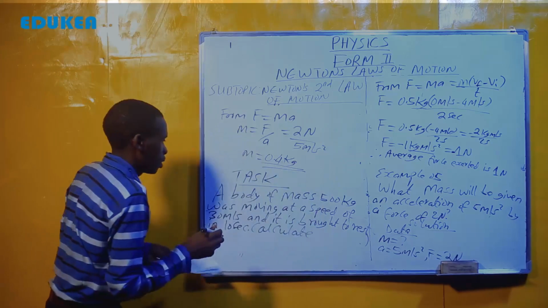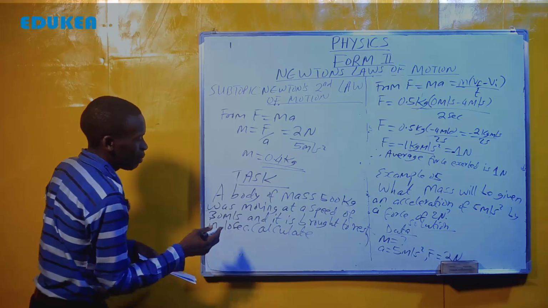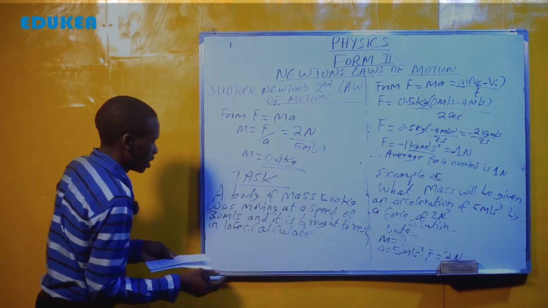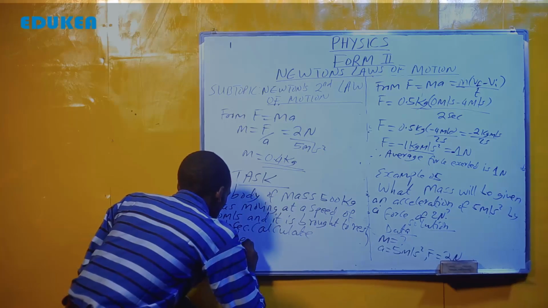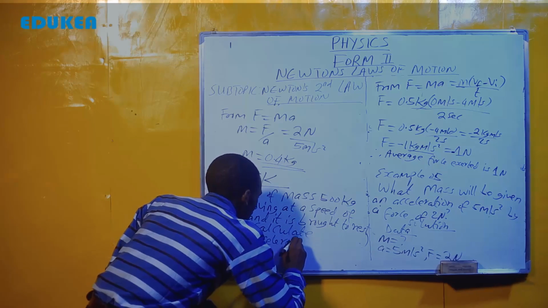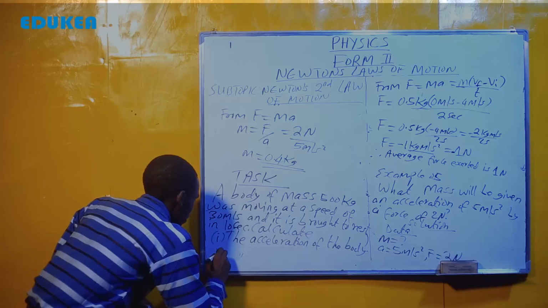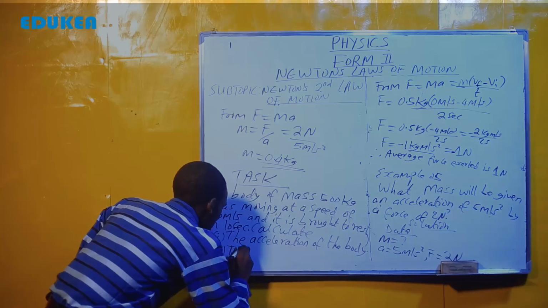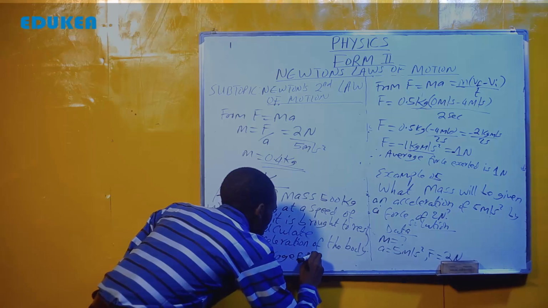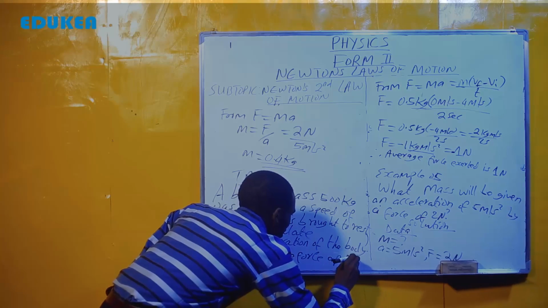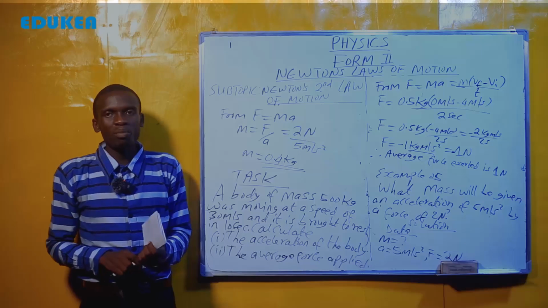The question states that a body of mass 500 kilogram was moving at a speed of 30 meters per second, and it is brought to rest in 10 seconds. Calculate 1, the acceleration of the body, and 2, the average force applied. So go and perform this task, and this will be the end of our session today.